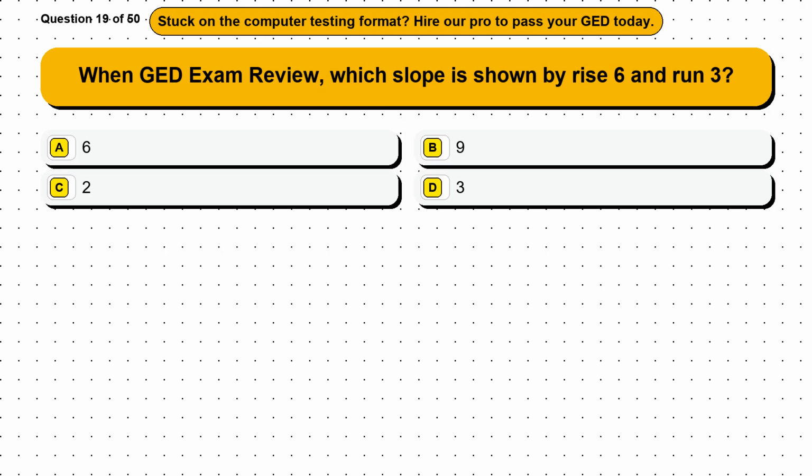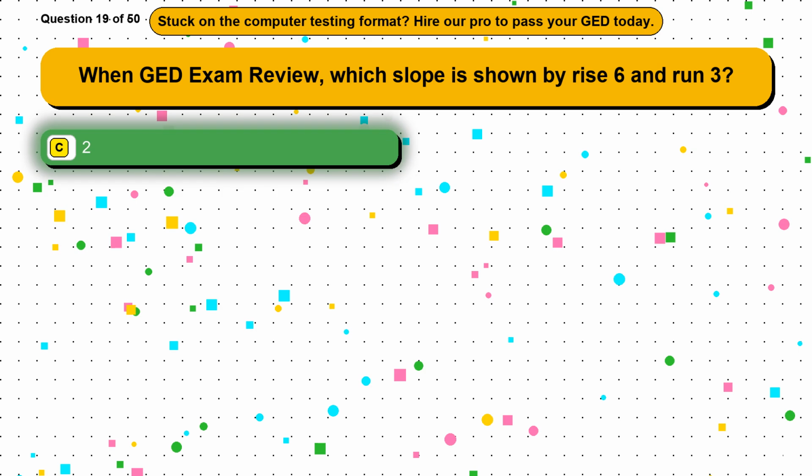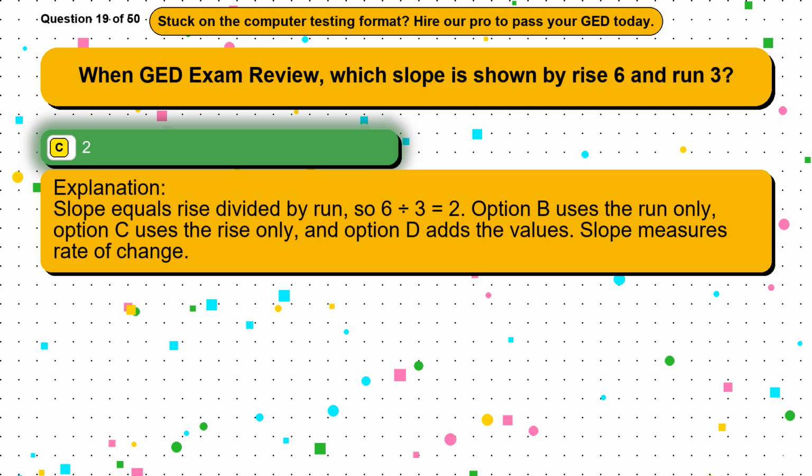Question 19. When GED exam review, which slope is shown by rise 6 and run 3? Option A, 6. Option B, 9. Option C, 2. Option D, 3. The correct answer is option C, 2. Slope equals rise divided by run, so 6 divided by 3 equals 2. Option B uses the run only, option C uses the rise only, and option D adds the values. Slope measures rate of change.